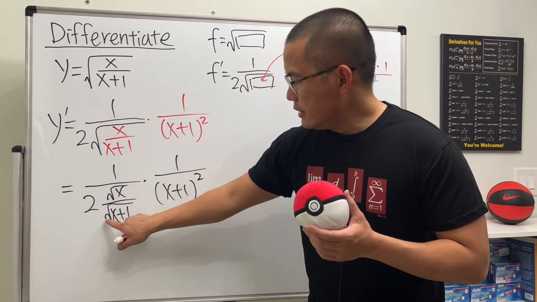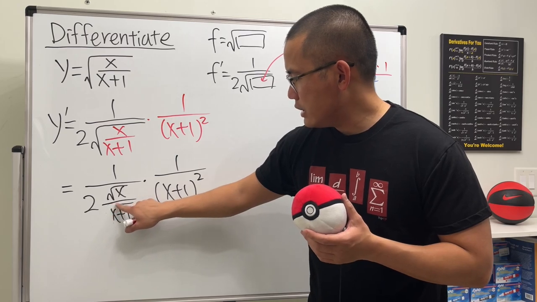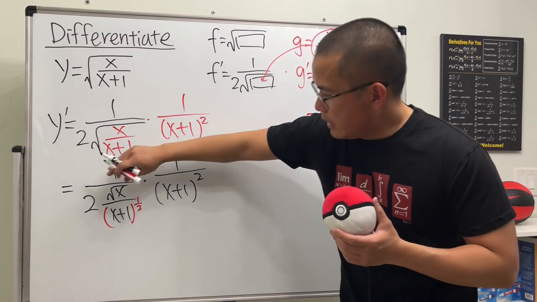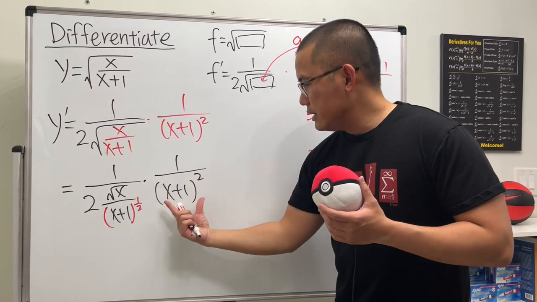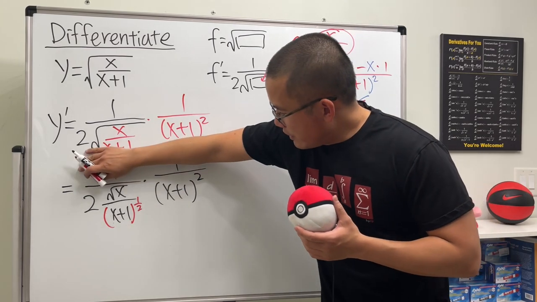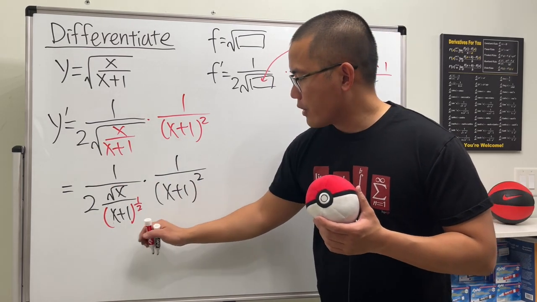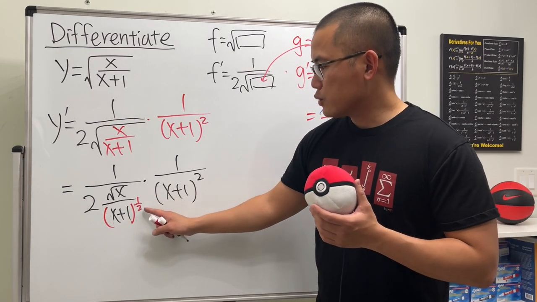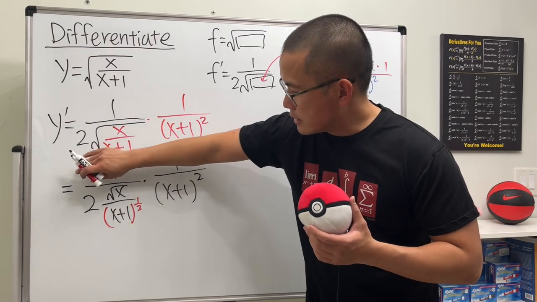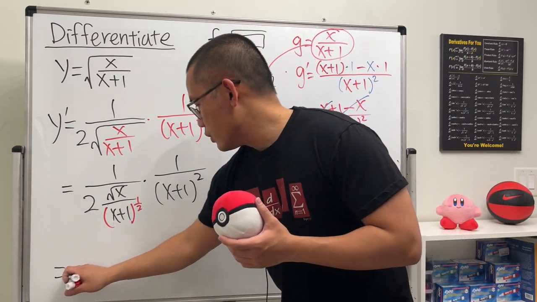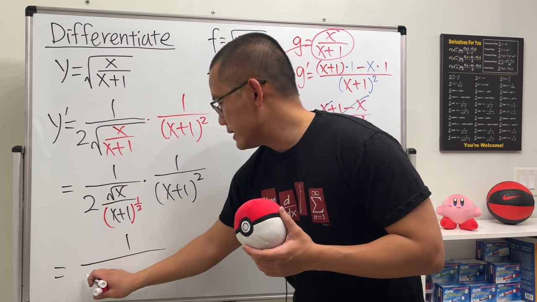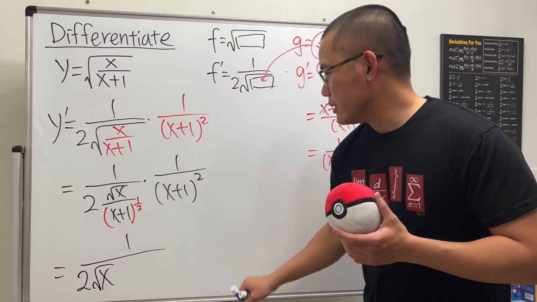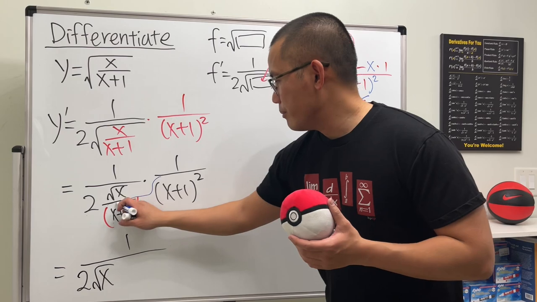Well, check this out. This square root, I'm actually going to replace that with the 1/2 power. And the reason is because, if you just look at the bottom right here, we have this over that, right? We have x plus 1 squared over x plus 1 to the 1/2 power. So we can do 2 minus 1/2, right? We can just subtract the exponent. So therefore, we will get 1 over, this 2 stays right here, and this square root stays right here. And again, perhaps I'll just put this down right here for you guys just to make it more clear.